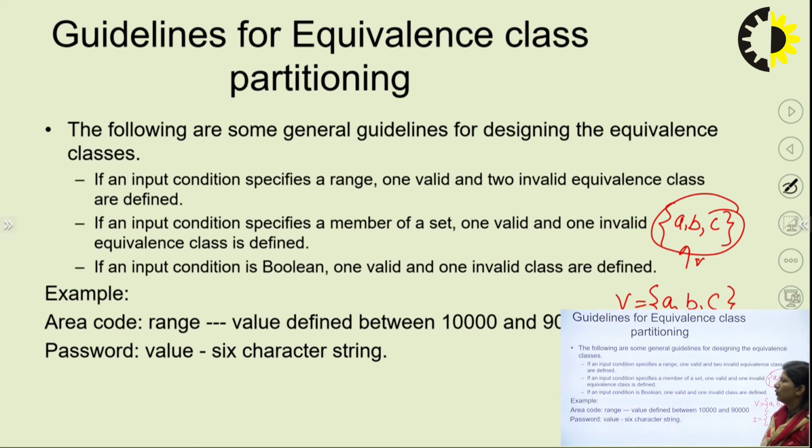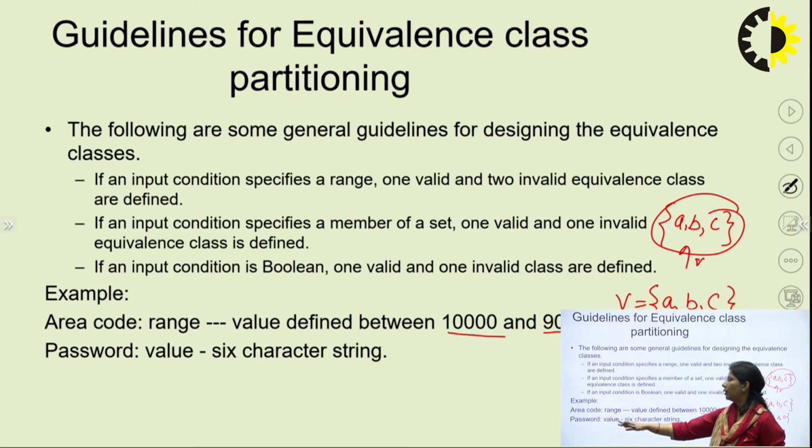Likewise, for an area code, the range is defined between 10,000 and 90,000. And for a password, if we are talking about a 6 character string, I will assume the 6 character strings in one set and non-string characters in the other set.